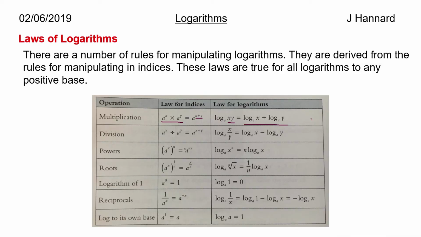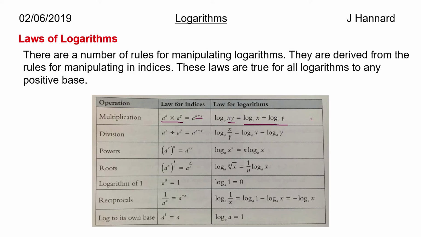Powers: a to the x to the n equals a to the nx. So log of x to the n is something a little bit different here. The n drops down to the front, a little bit like differentiation, and you get n log x. You just need to learn all these, and you tend to learn them through practice. There's no real easy way of remembering them; just learn them.